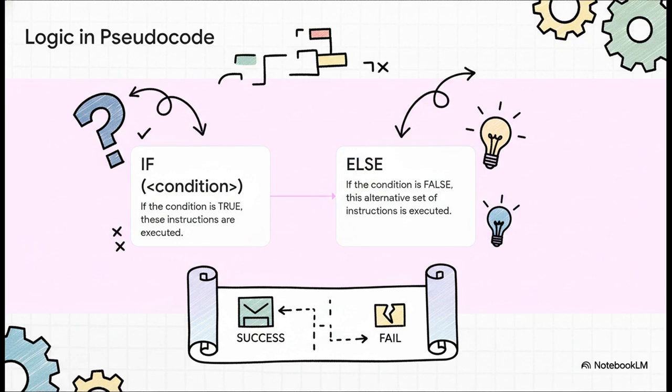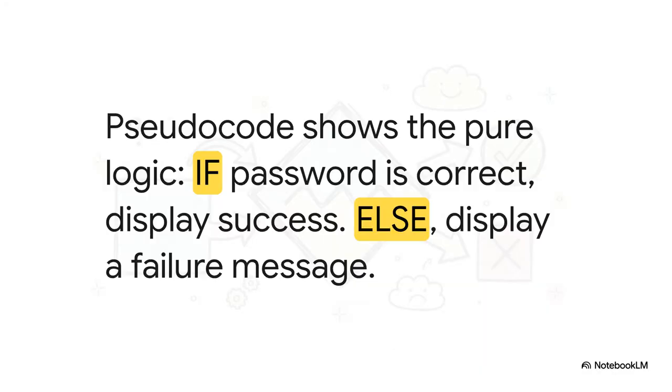It's not a real programming language. It's more like a simplified, human-readable blueprint. It just strips away all the specific syntax to show the pure logical structure. If this is true, then do this. Else, do that other thing. And here it is. Our password example again, but this time in that simplified pseudocode. Anybody, whether you're a programmer or not, can look at this and get the logic immediately. It's a pretty great testament to how simple and powerful this core idea really is.